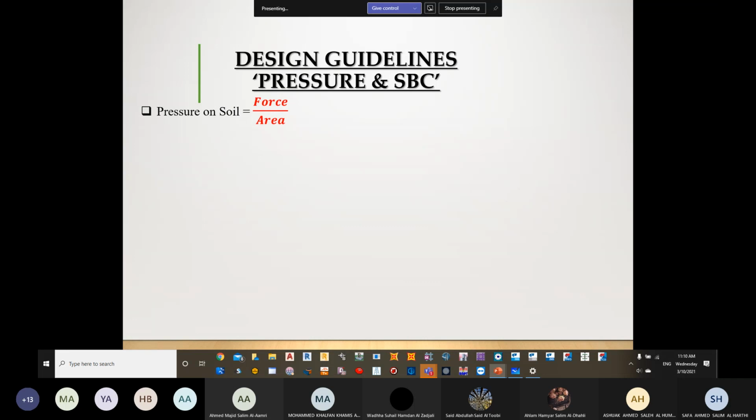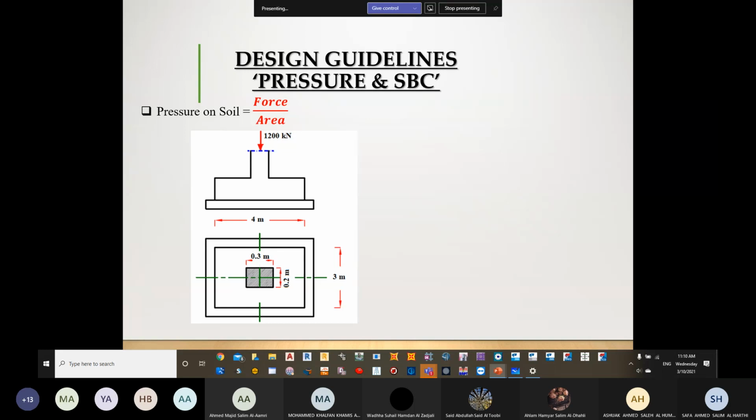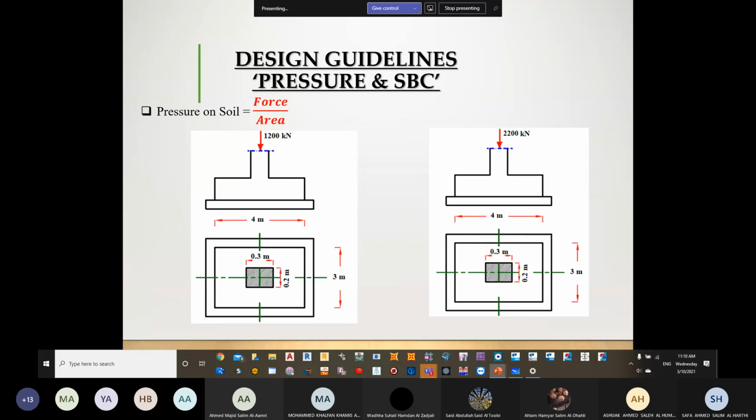Now further, we are going to learn basic concepts about pressure on the soil. What is the difference between stress and pressure? Anybody? Both stress and pressure are having an equation of force over area. Pressure is force over area, stress is force over area. What is the difference between them?